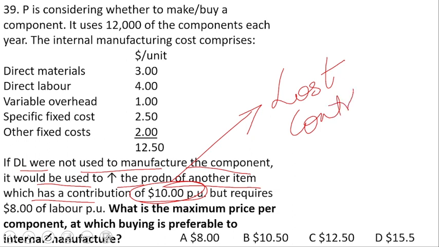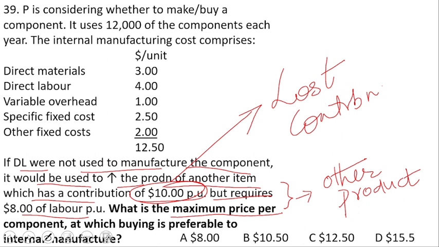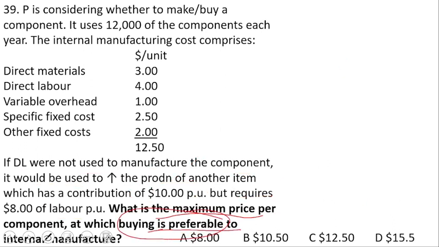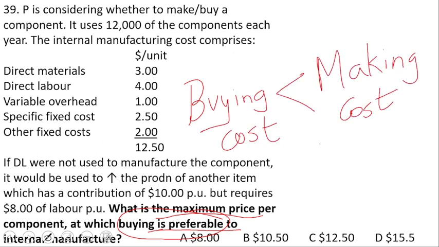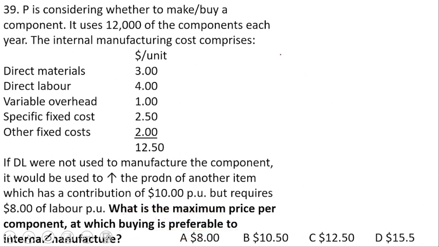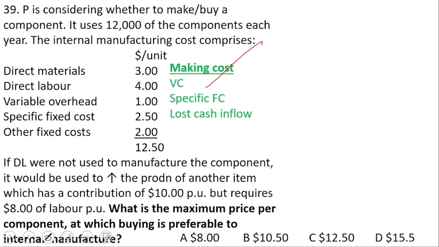So this is lost contribution, but requires $8 of labor per unit. What requires $8? That other product. What is the maximum price per component at which buying is preferable to internal manufacture? Buying is preferable. When is buying preferable? When the buying cost is less than the making cost. So we will first find out what is a making cost. We know that making cost comprises of three elements: variable cost, specific fixed cost, and lost cash inflow.